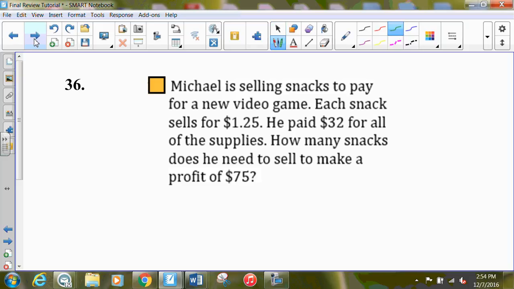So what I like to do with these is put an equal sign and decide what I'm doing on either side. To the left, I'm going to write all the ways he can make money. Each snack sells for $1.25. This is the only way he's making money. He's selling snacks. We don't know how many snacks he's going to sell, that's why we're going to put the x there. He doesn't make $1.25, but he sells it for $1.25, right? The revenue coming in would be $1.25 per each snack.